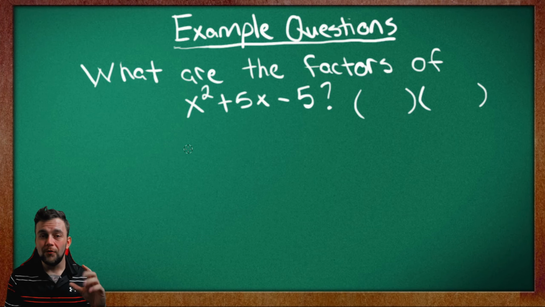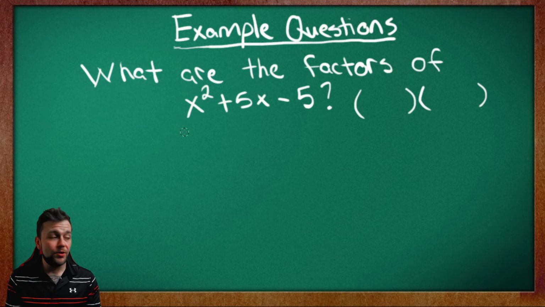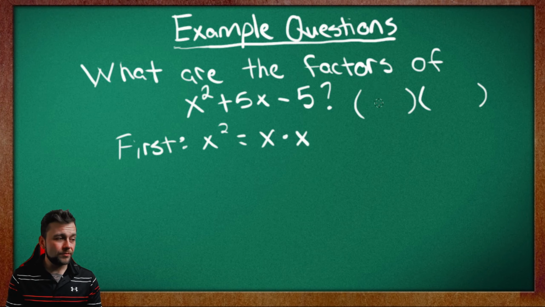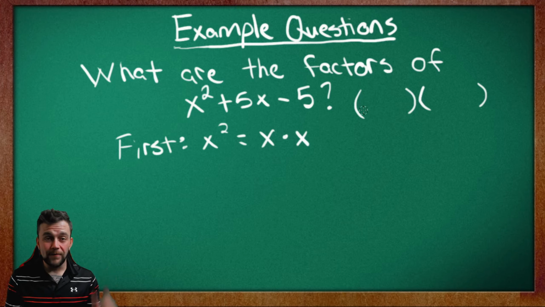So remember the FOIL method, first times first, right? That gave us our first term. So how did we get x squared? Our first term, what is another way of thinking of x squared? It is x squared equals x times x, okay? And since that is our first term, it goes into the first spot, x times x.